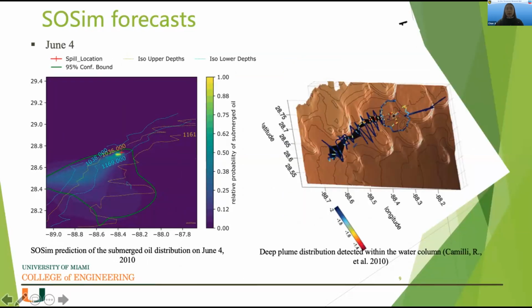The SOSim prediction on June 4th, 10 days after the available data, is shown here. Results suggest that the oil patch moves and is dispersed further to the south and southwest. Here is detected submerged oil made by a scientific team in almost the same time period as the prediction. It also shows a southwest distribution. So the predicted moving tendency in the left figure agrees well with the detected distribution in the right figure. So obviously, SOSim's prediction is reasonable.